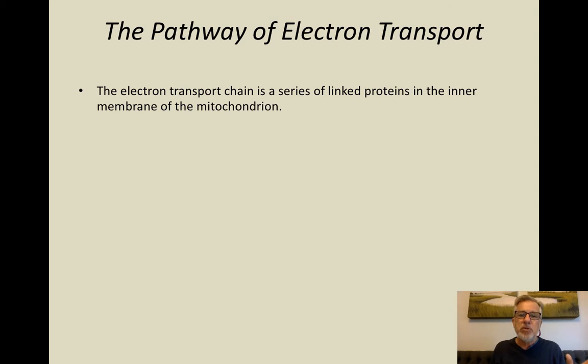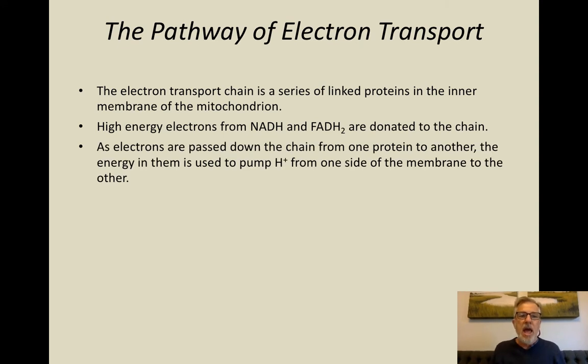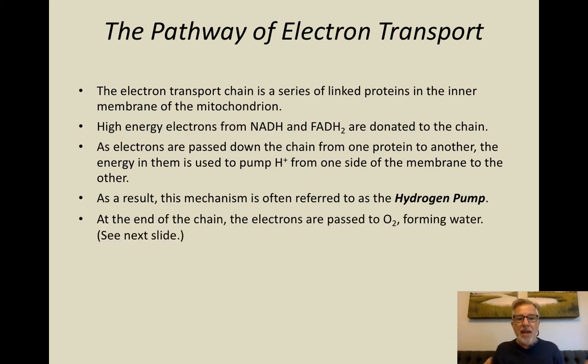The electron transport chain is a series of linked proteins in the inner membrane of the mitochondrion. High energy electrons from NADH and FADH2 are donated to the chain. As electrons are passed down the chain from one protein to another, the energy in them is used to pump hydrogen ions from one side of the membrane to the other. As a result, this mechanism is often referred to as the hydrogen pump, and you'll hear that term. At the end of the chain, the electrons are passed to oxygen and thereby form water.